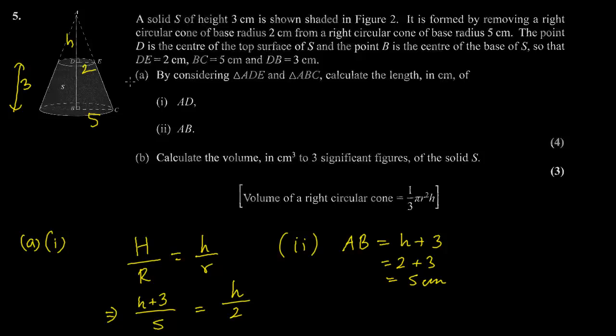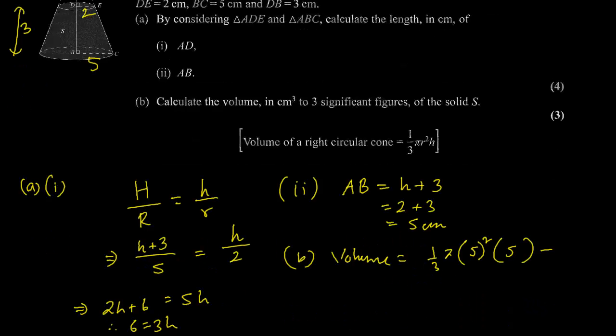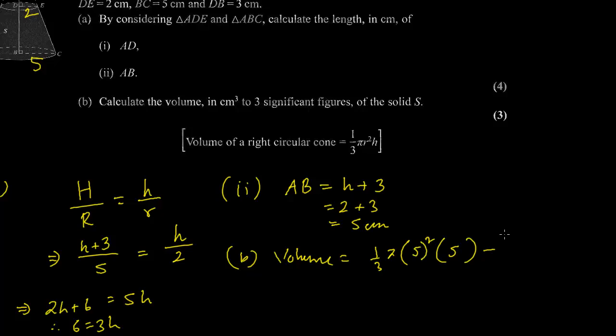So the volume of the frustum is going to be the volume of the entire cone minus the volume of the smaller cone. So that would be question number B, volume equals 1/3 pi. The radius of the larger cone is 5. So 1/3 pi r squared, and the height of the larger cone, which we found out, is also 5. Subtract, we have 1/3 pi. The radius of the smaller cone is 2, 1/3 pi r squared, and the height of the smaller cone is also 2.